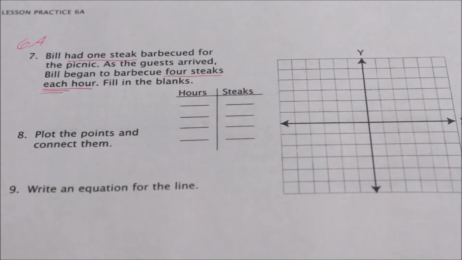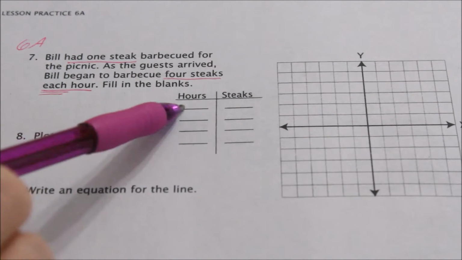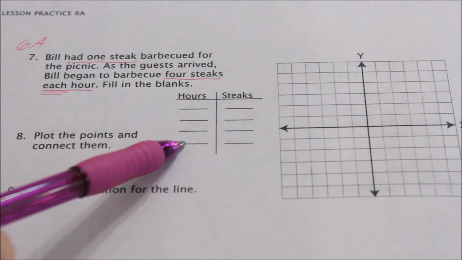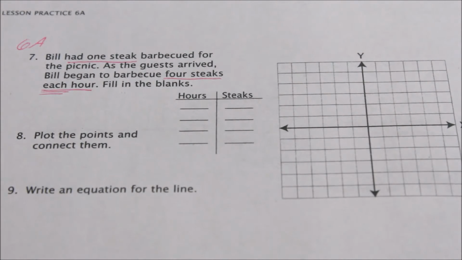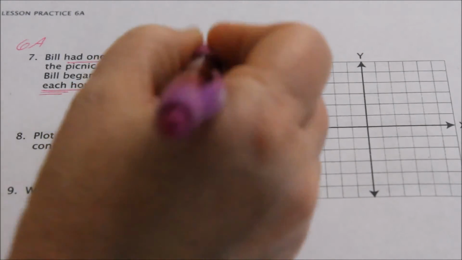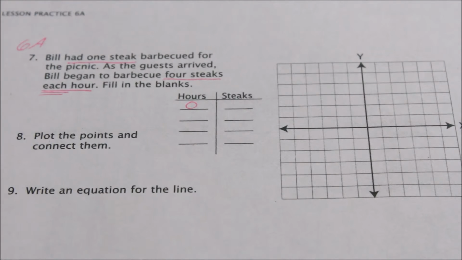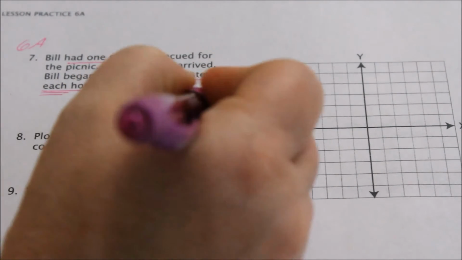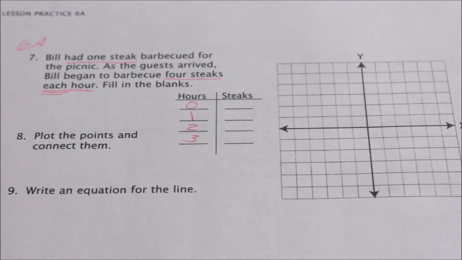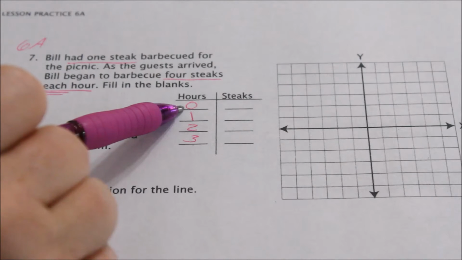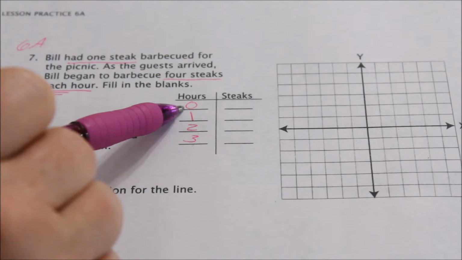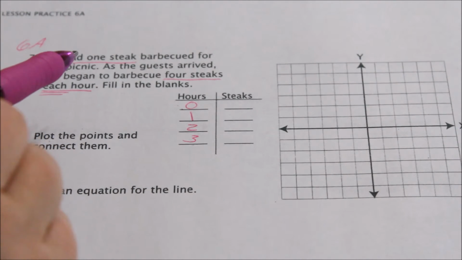So for these numbers, you can just pick whatever you want. I always recommend starting out with 0. So we can find out how many steaks he had 0 hours before he ever began. The word problem actually already tells us that. Then we can find out how many steaks he had after 1 hour, 2 hours, and then 3 hours. Okay? So what we can do is we say, okay, he started out with 1 steak, so we know we're going to add 1 steak every time.